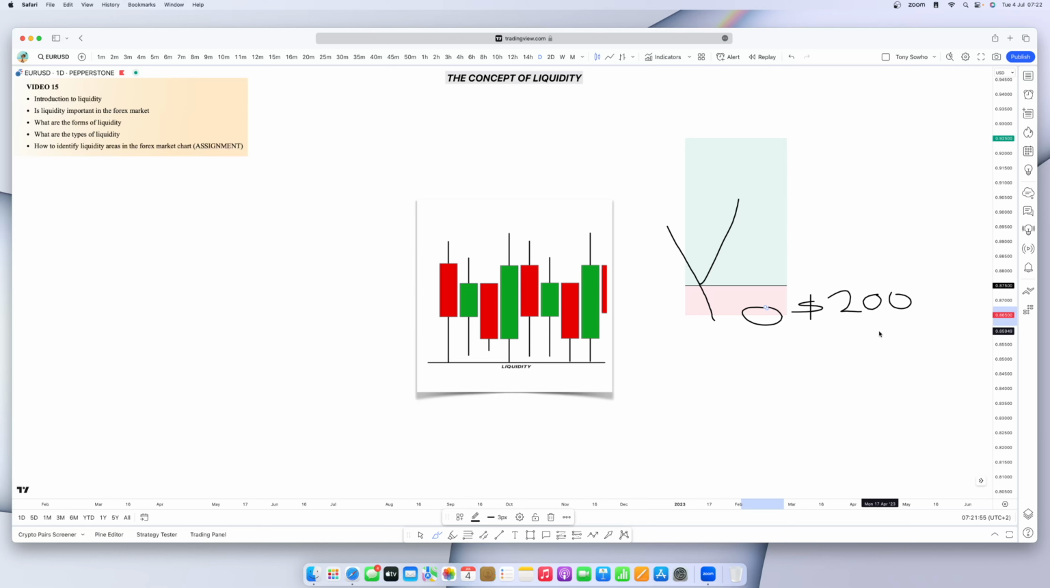Liquidity is money. You can see now that this is different from the other definition of what we're seeing on Google. Somehow related, but not directly related, right? But the way I want you to see liquidity is money.